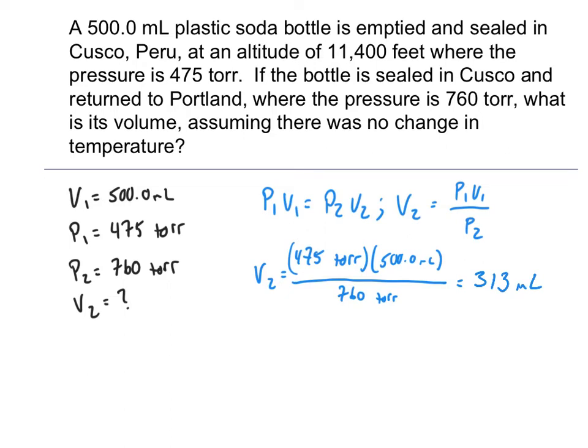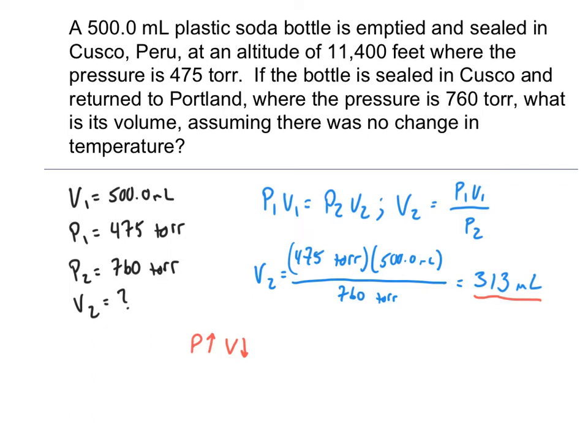Now again, it pays to take a few seconds to think about if our answer makes sense. In this case, we were going from an area of lower pressure to an area of higher pressure, and so our pressure is increasing, which means that our volume, according to Boyle's law, would have to decrease. And that, in fact, is what we see. We go from 500 milliliters down to 313.